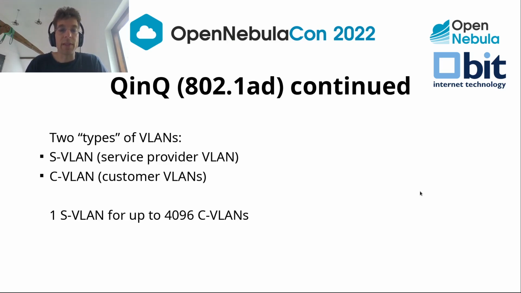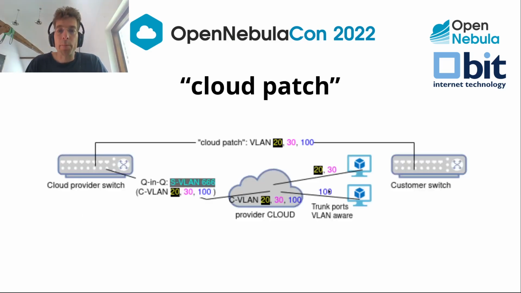The benefit is that in this case the cloud provider only needs one VLAN, and the customer can use the full VLAN spectrum of up to 4096 VLANs. Another way of saying it is that this could be seen as a cloud patch.